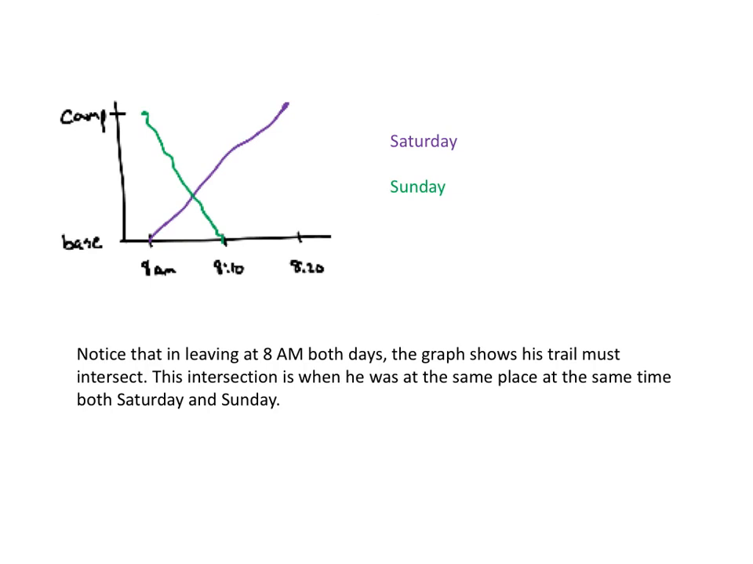So, he's leaving at 8 a.m. on both days. On Saturday, he runs up the mountain, and it takes him 20 minutes. On Sunday, he starts at 8 a.m., he's at his campsite, and he runs down the mountain, and it only takes him 10 minutes. Notice, somewhere between 8 and 8:10, there's a time he was exactly at the same distance from his base and his campsite. Interesting. That's all I have to say about that.